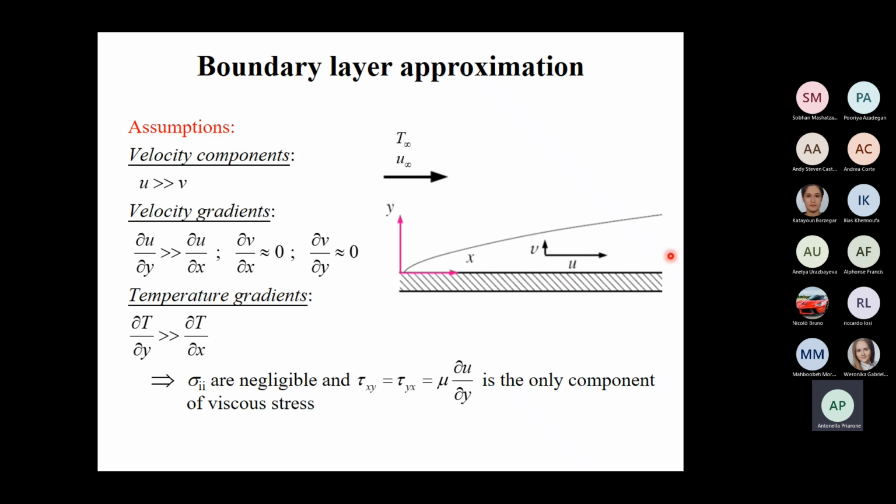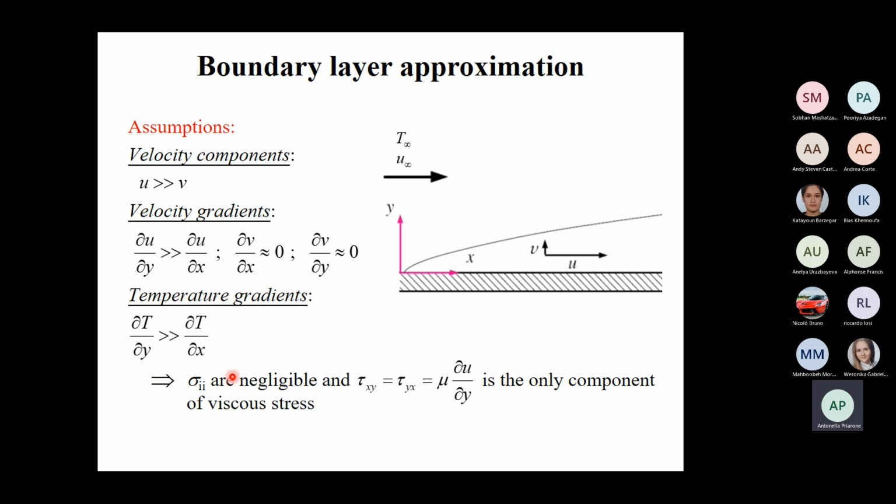If you go back to the shape of a velocity U profile inside the boundary layer, you can recognize immediately this behavior. The V component of the velocity is very small, and its gradients in the X direction and in the Y direction are nearly negligible.